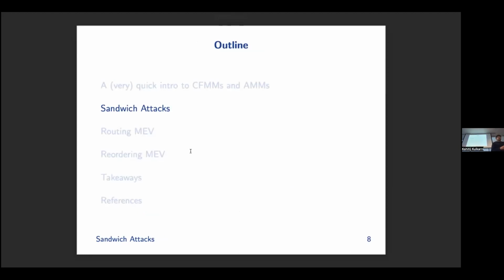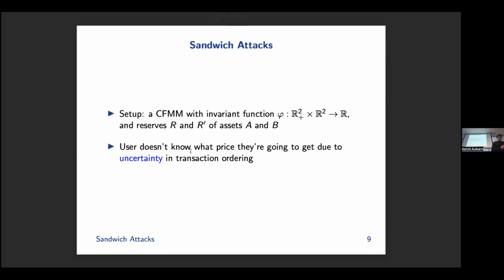And so this brings me to why we should study them, or what is interesting to study about them. Now let's do a general setup in which you have one of these constant function market makers, which is defined by a function and reserves R and R prime of assets A and B.